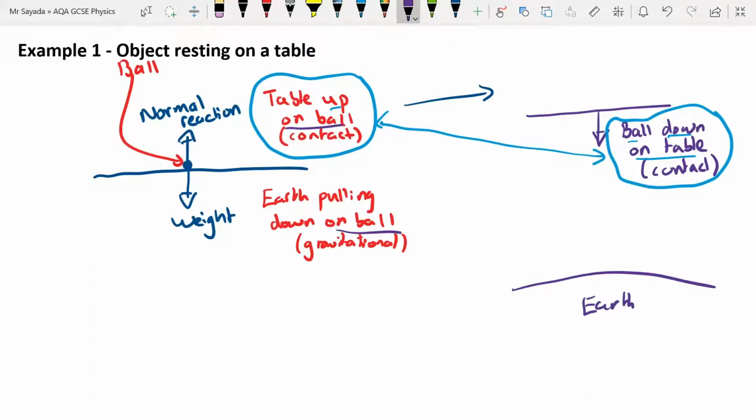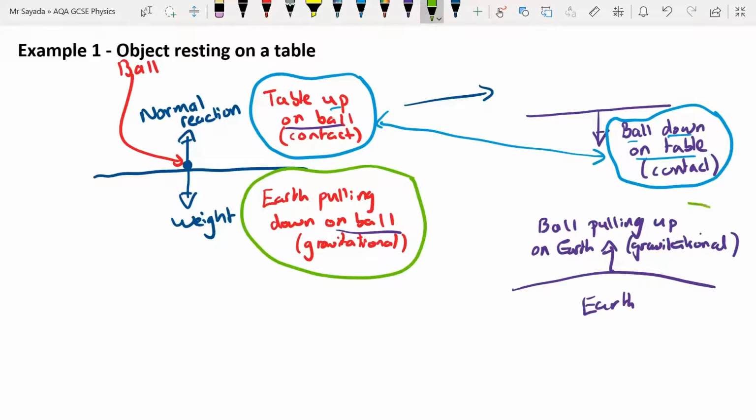The Earth actually gets pulled up by the ball. It's the ball pulling up on the Earth. And that will also be a gravitational force. I'm going to circle that Newtonian pair in green. This and this are a Newtonian pair. Notice two different objects, the Earth and the ball. The Earth pulls down on the ball, the ball pulls up on the Earth. That's a Newtonian pair. Two different objects, two different directions.